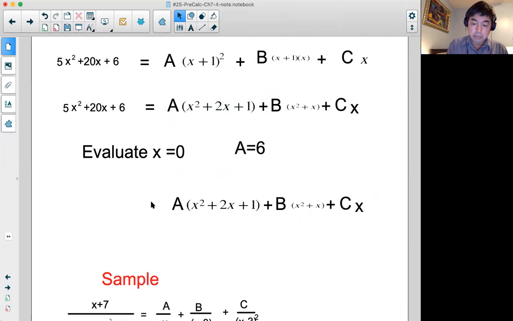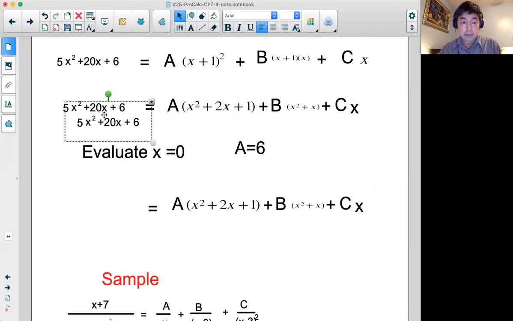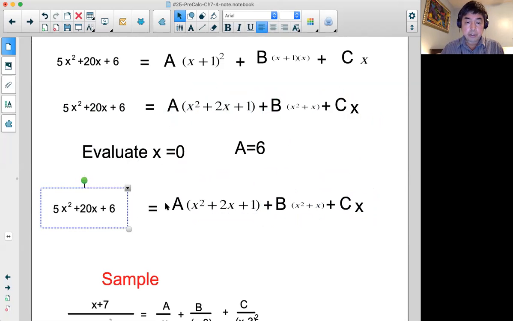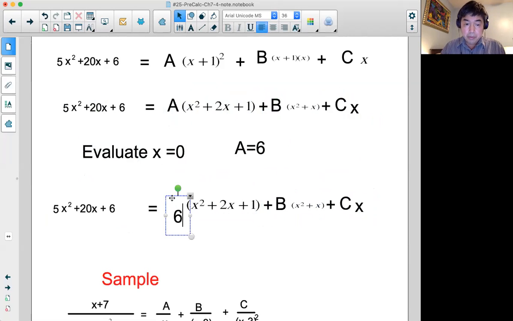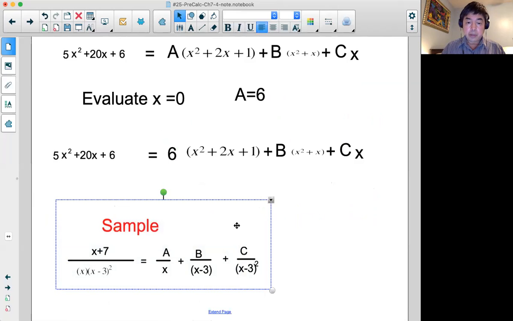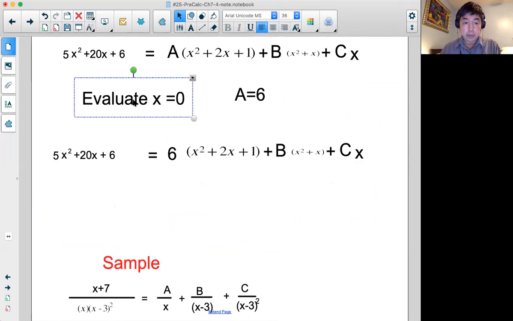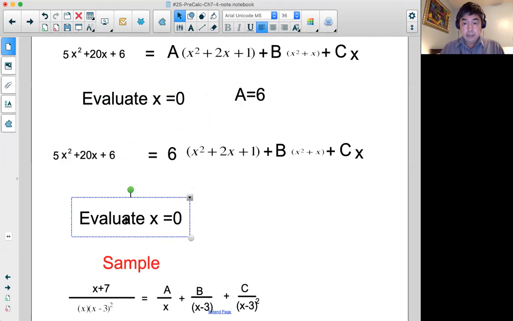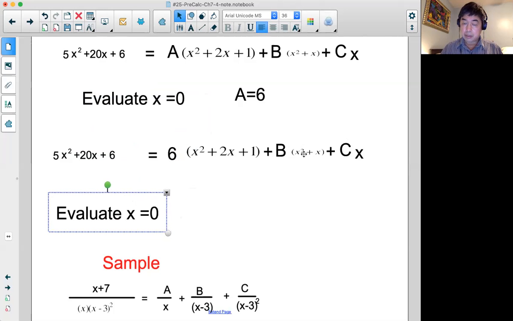Equal sign here. What is the next easy number you can plug in? If it's a, we solve for a equals 6 here. How about x equal 1 and c? What will happen? Okay, evaluate x equal 1. And if it's x equal 1, maybe you can answer some of the question. Oh, maybe not. Let's see.